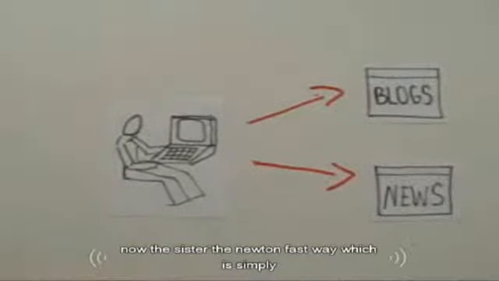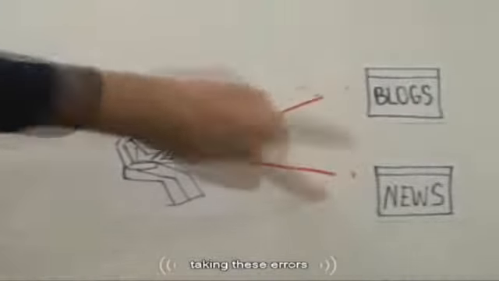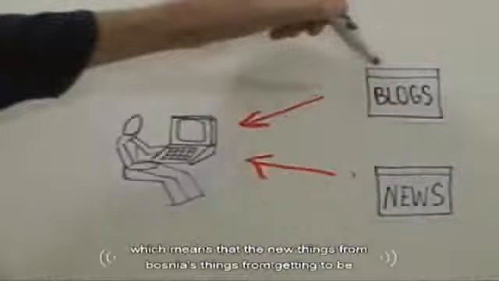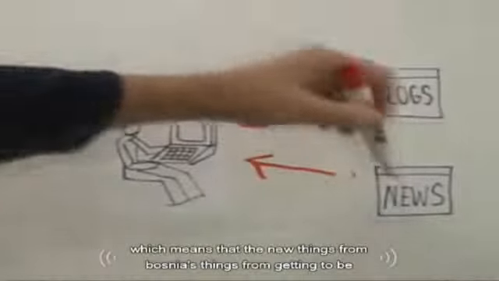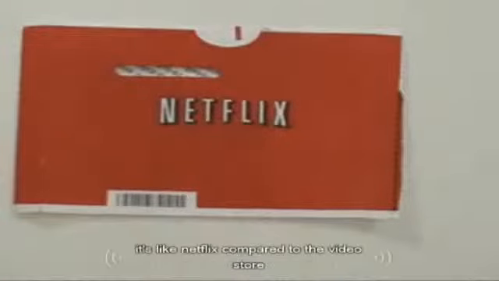Now, let's consider the new and fast way, which is simply taking these arrows and turning them the other way, which means that the new things from blogs and the new things from your news sites come to you instead. It's like Netflix compared to the video store.